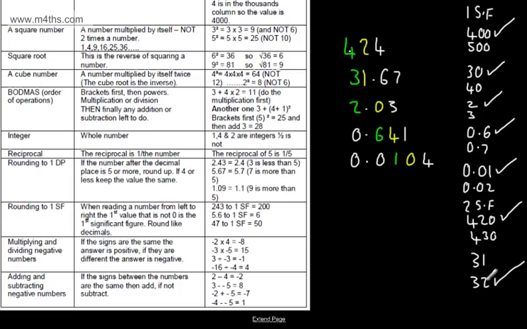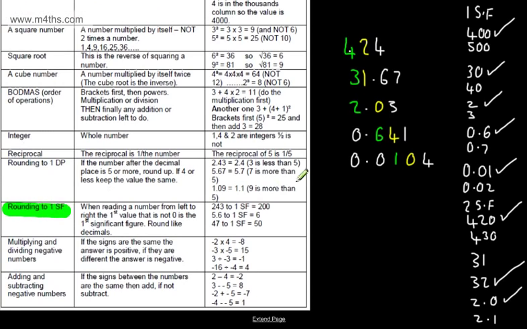This one we would either round to 2.0 or 2.1. We can see that 3 is going to be less, so it's 2.0. With this one, 0.64 or 0.65, correct to two significant figures, it would be 0.64. This one, 0.010 or 0.011. It would be 0.010 as we've got a 4. So that now is looking at rounding to 1 and 2 significant figures.